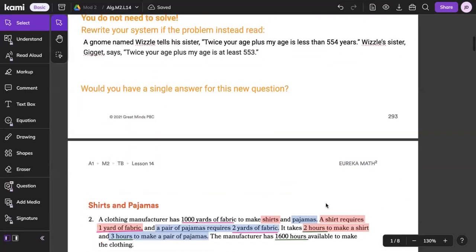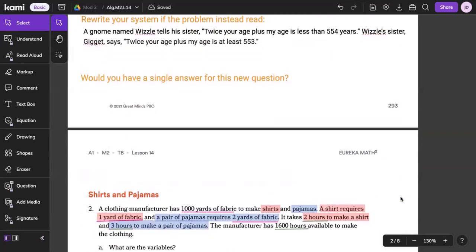All right, so number two, we have our first word problem here. A clothing manufacturer has 1,000 yards of fabric to make shirts and pajamas. A shirt requires 1 yard of fabric. A pair of pajamas requires 2 yards of fabric. It takes 2 hours to make a shirt and 3 hours to make a pair of pajamas. The manufacturer has 1,600 hours available to make some clothing.